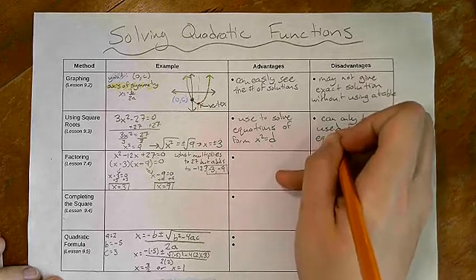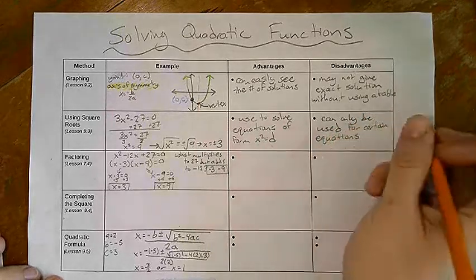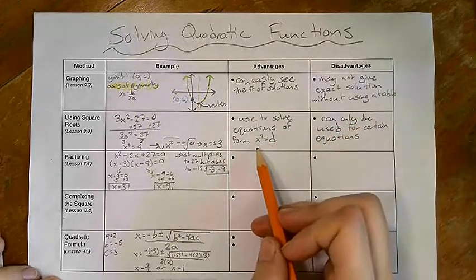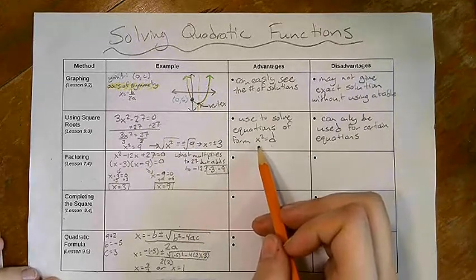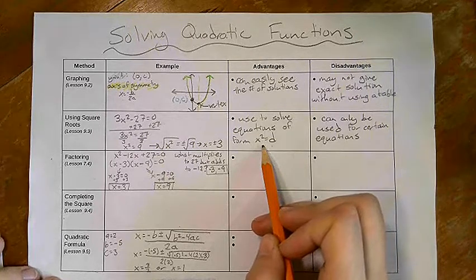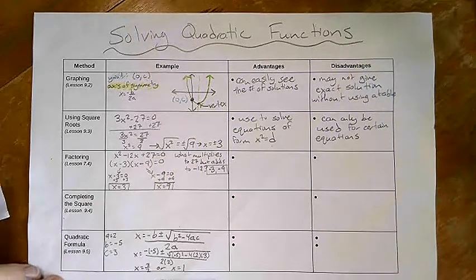The downside is that this one can only be used for certain equations. We cannot use it for any quadratic that has ax squared plus bx, right? If it's got a bx in there, we can't use it. So again, not perfect.